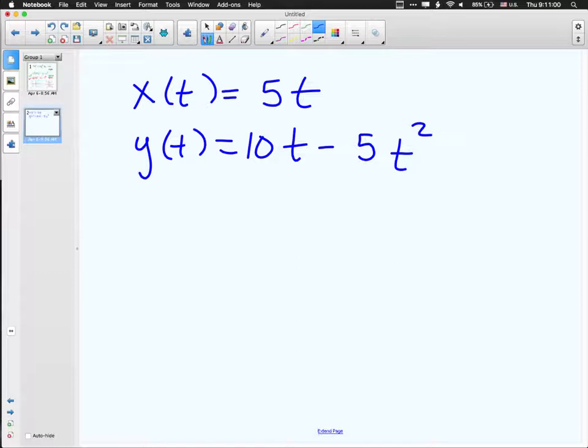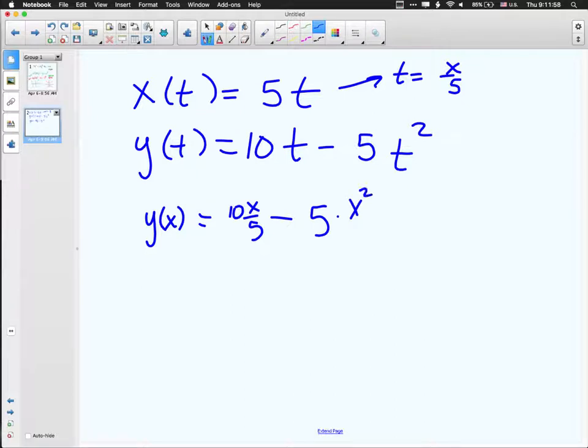Okay, and what did you do? Substitution. And hopefully you figured out that t, rather, is equal to x over 5. Am I allowed just to get rid of the t? Yes. We'll talk about the consequences. If I'm asking for the shape of the graph, we just need to know what y and x are. So we know that t is x over 5. So y of x is 10 x over 5 minus 5 x squared over 25. Piece of cake.